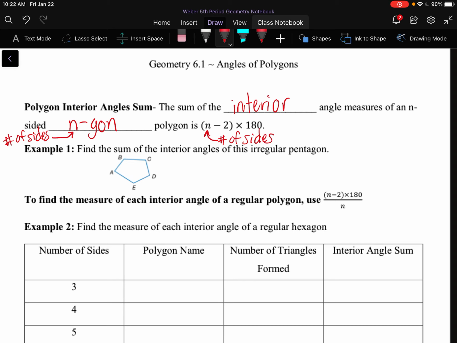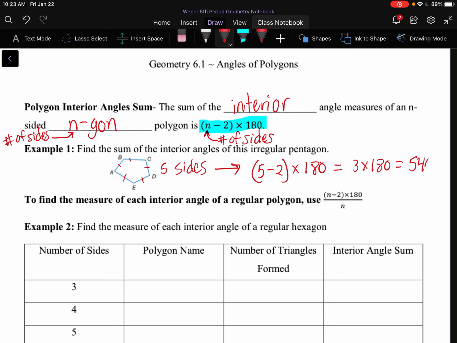So if we apply this to example 1, find the sum of the interior angles of an irregular polygon. Here we have 1, 2, 3, 4, 5 sides. So we're just going to apply this formula with 5 sides here. So we have n minus 2, but here n is 5, so 5 minus 2 times 180. Now all we have to do is simplify this. If we simplify this, we get 3 times 180, and 3 times 180 will give us 540 degrees.